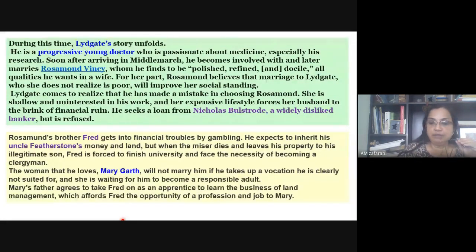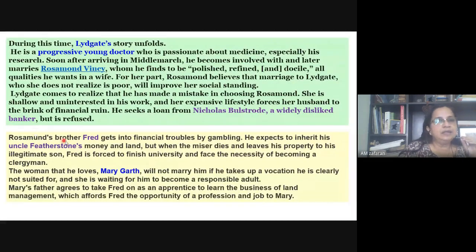And in order to keep floating, he has to take some money from this rich banker called Nicholas Bulstrode. He is a very disliked banker. He is not completely trustworthy. He asked for a loan, but he is refused.